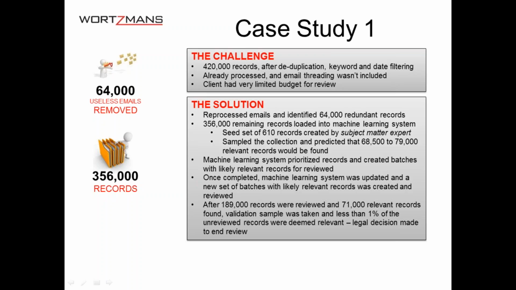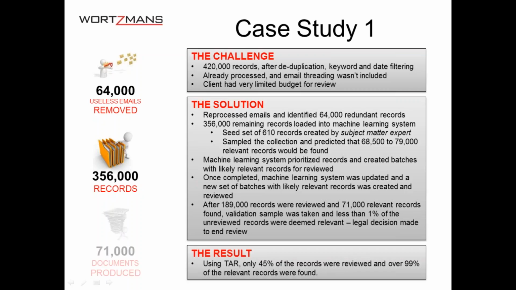So we obtained instructions from the client, and we took another validation sample of the remaining records to determine if any further review was required. The results of that validation sample were that less than 1% of the remaining records were relevant, and then a decision was made by the legal team to terminate the remainder of the review. So the result was that by using the TAR process, only 45% of the 356,000 records were reviewed, and that enabled us to find over 99% of the relevant records. So that's a pretty good result for the client in that case.